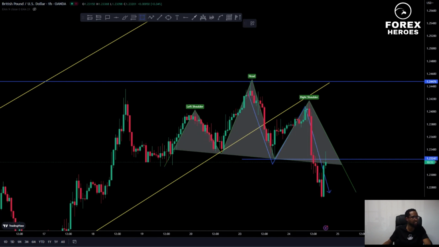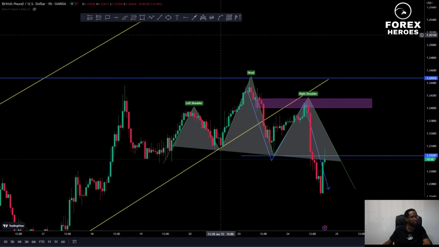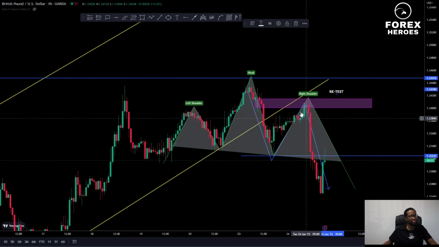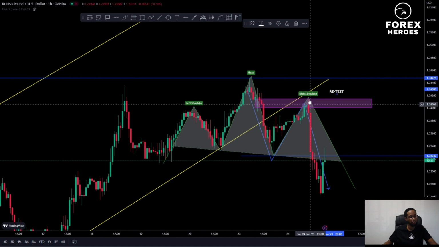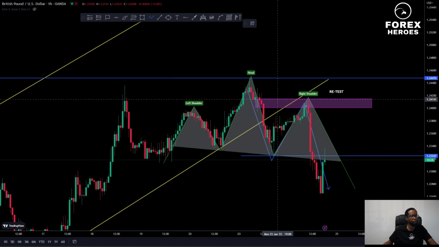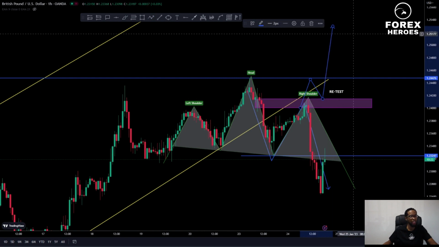This was a retest. Let me write it. This was a retest. So by us retesting here, I know that if we fail to break above, we are definitely pushing to the upside. But if we had broken, I would wait for a retest here before I continue with the upward movement.